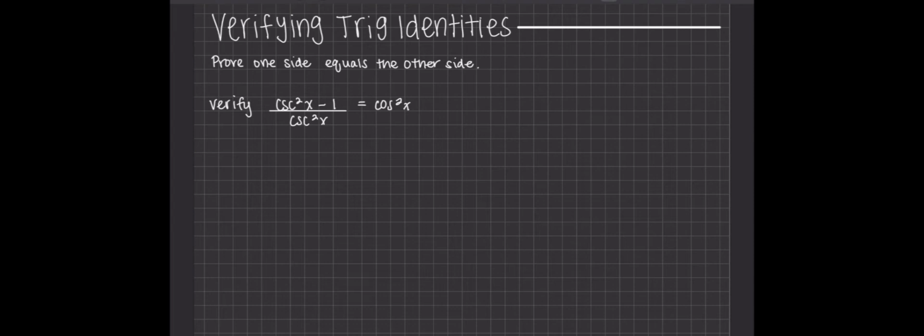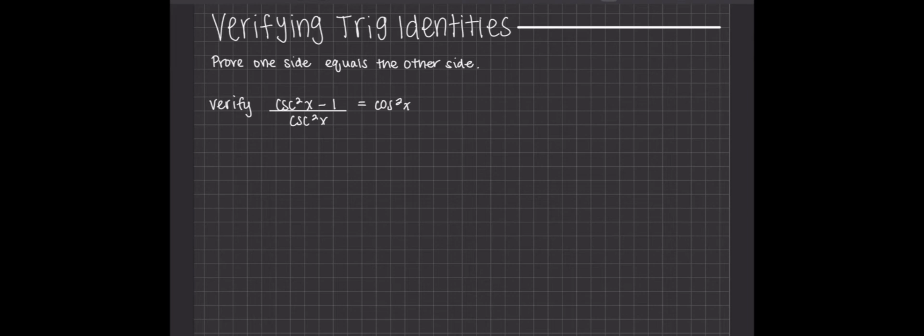Generally, we pick the side that is the most complicated because it is easier to take the complicated side and break it down to match the easier side than it is to take something very small, like for example, the problem I have in front of me, cosine squared of x. It's harder to take that term and build it up to match the other side. But generally speaking, you get to pick whatever side you want to work on.